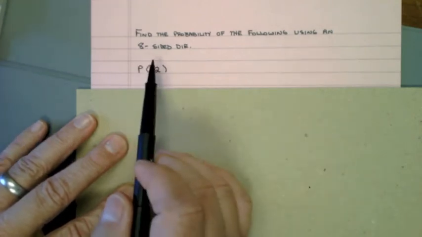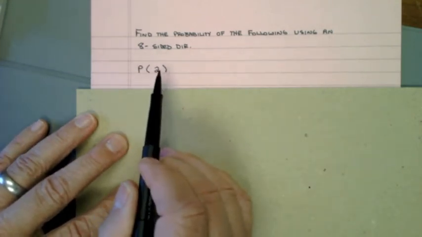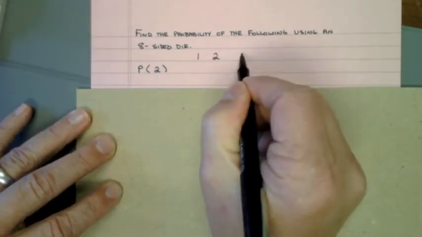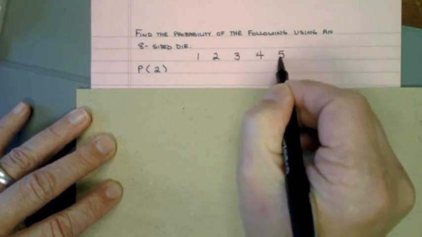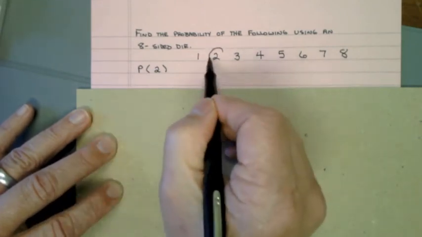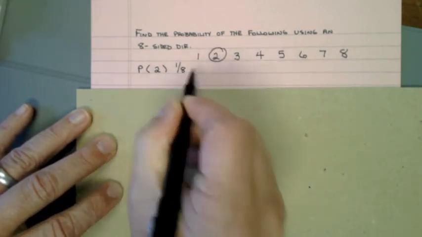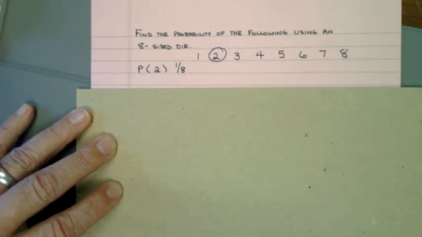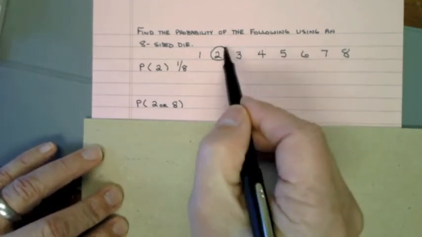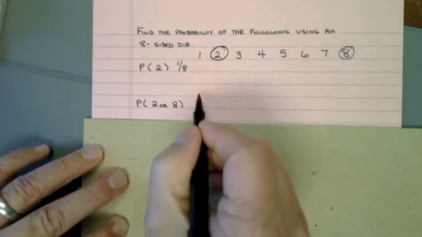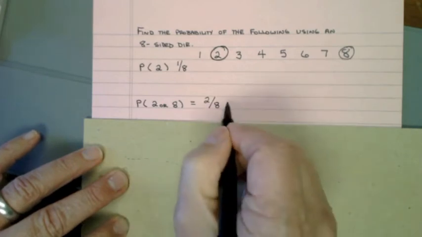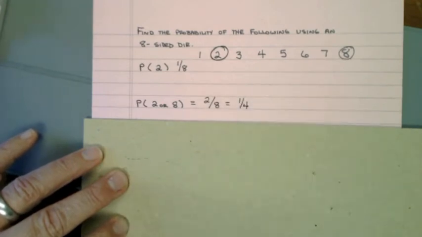This is an 8-sided dice. What's the probability of rolling a 2 on an 8-sided dice? On an 8-sided dice, you could have a 1, a 2, a 3, a 4, a 5, a 6, a 7, or an 8. How many of those is a 2? That 1 right there. 1 out of the total number, 8. 1/8. The probability of a 2 or an 8. So there's a 2 and there's an 8. There's 2 favorable outcomes divided by the total number, and I always put this in lowest terms.